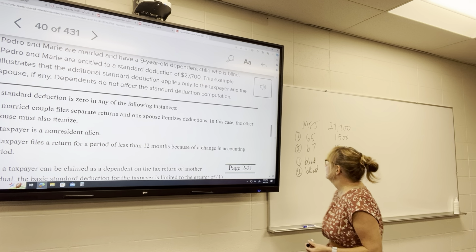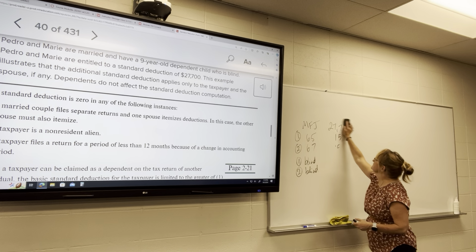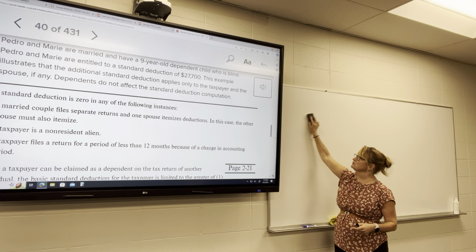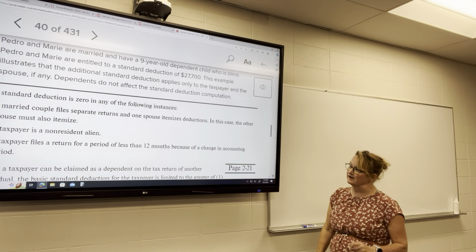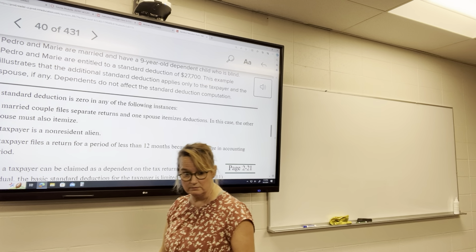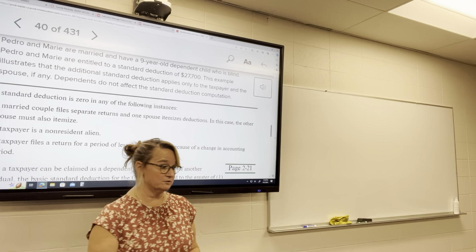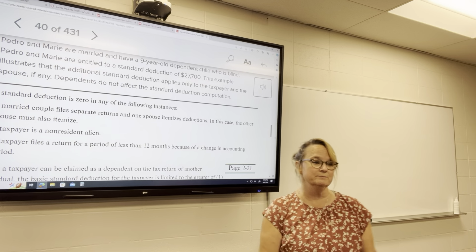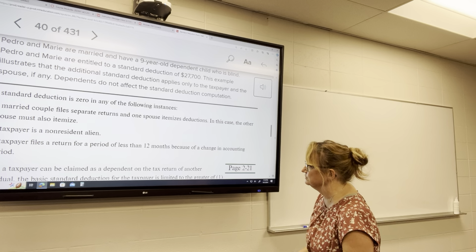Okay. Now, there are certain instances where the standard deduction is 0. You get nothing. I mentioned one of them earlier when we were talking about married filing separately. If a couple is filing separate returns and one spouse itemizes, the other spouse has to itemize as well. If they have nothing to itemize, their deductions are 0. That is one case where your total income would be your taxable income, right? When you get no standard deduction.